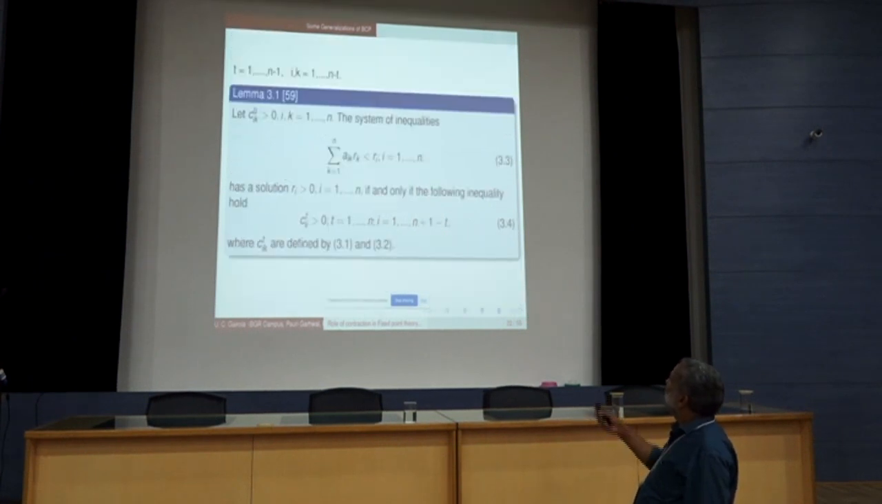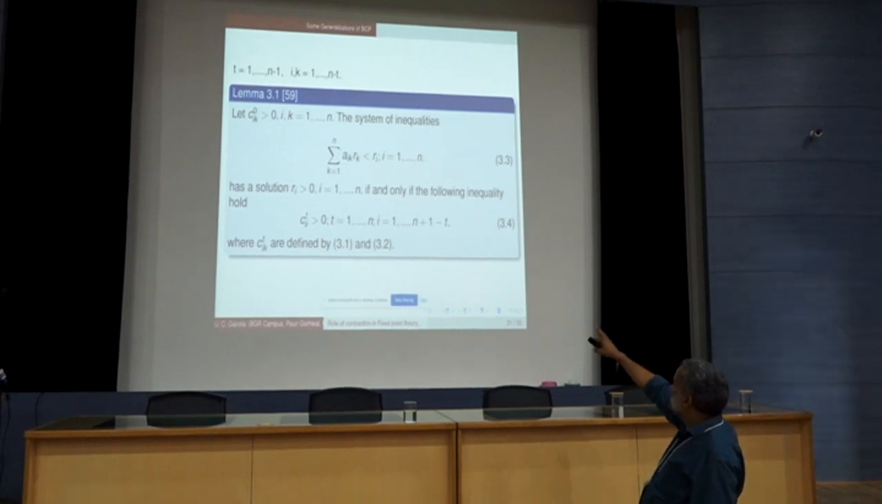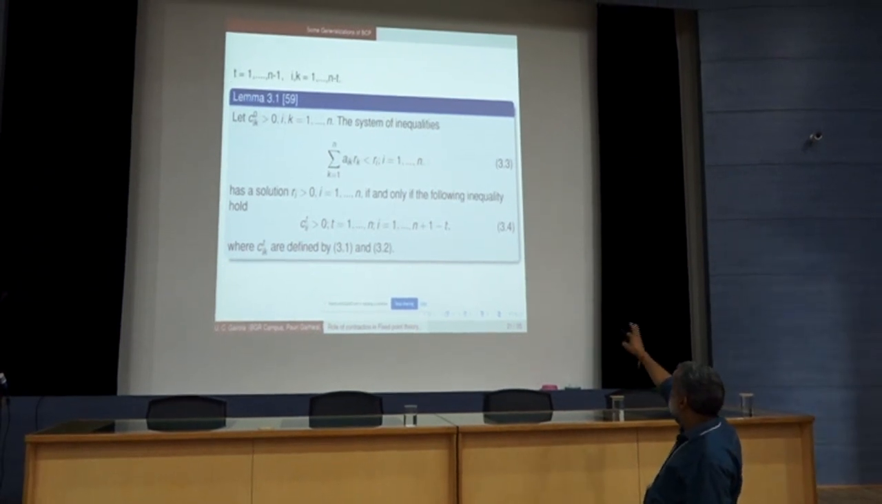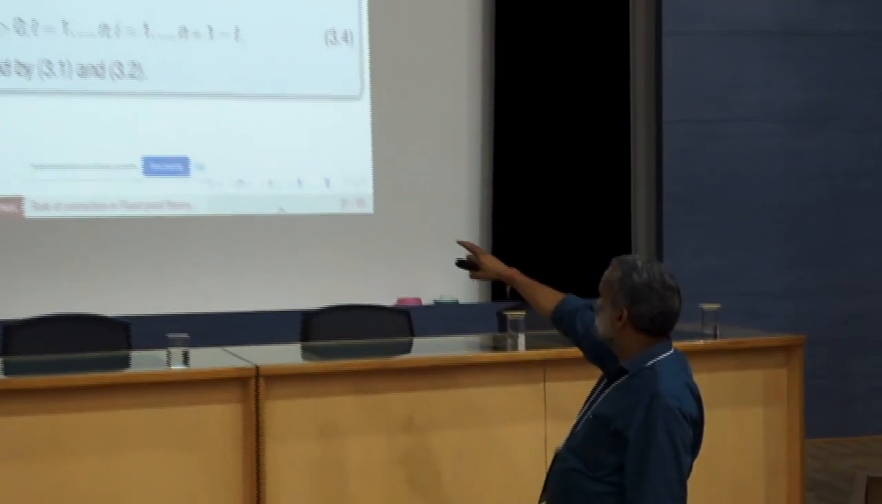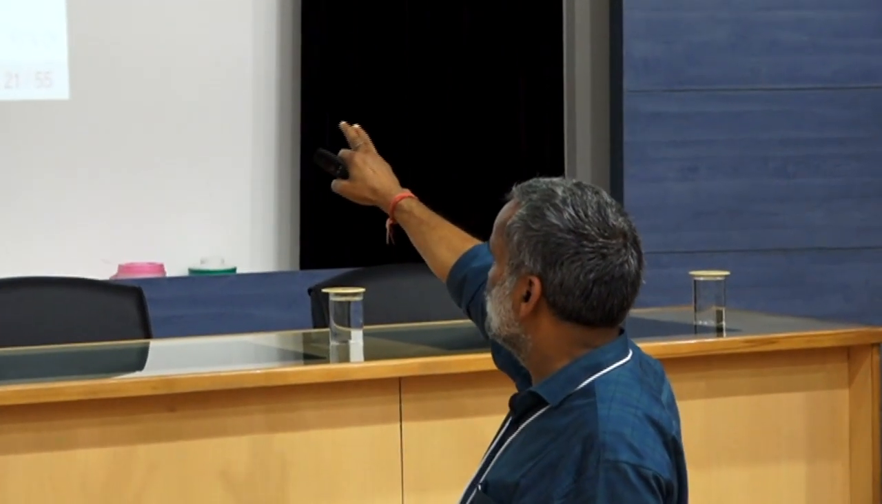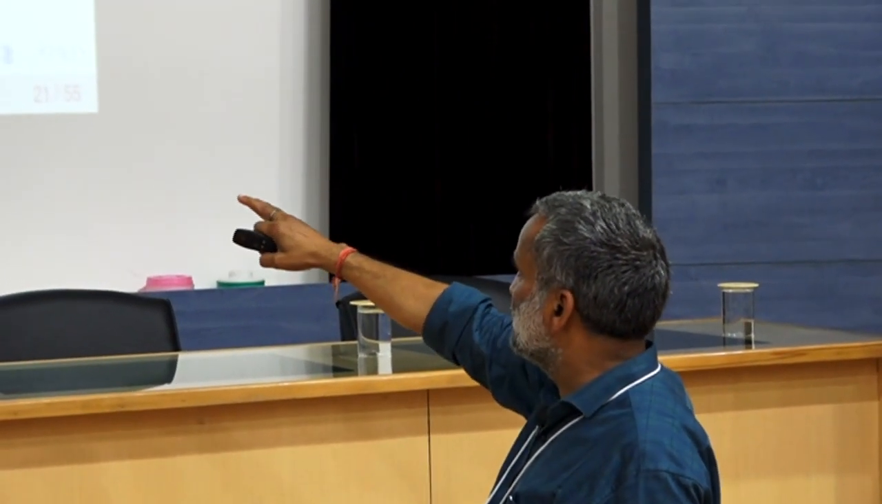Is it moving now? This is the lemma before this theorem. He proved this lemma: if these are the notation for this Cik, and 0 is greater than the system of inequalities, this whole has a solution, and then Cik^t is greater than 0 for all t, for i equal to 1 to n, 1 minus t, where the Cik are defined by 3.1, which means the previous one.